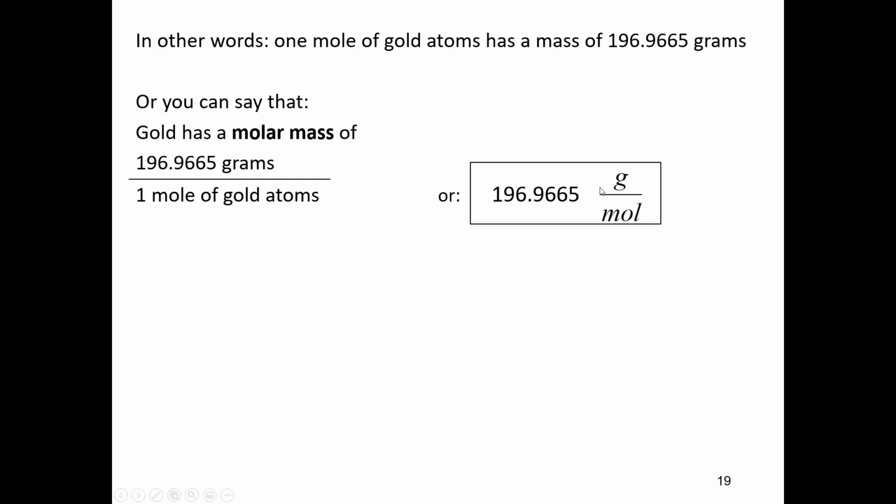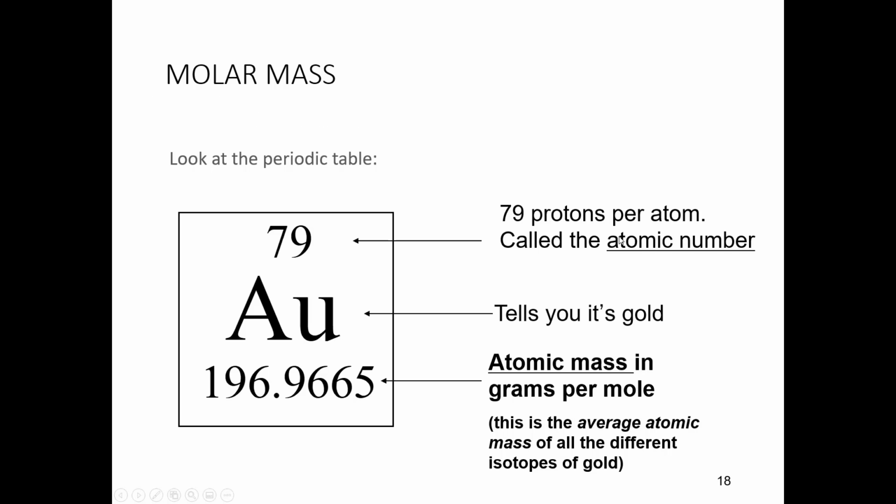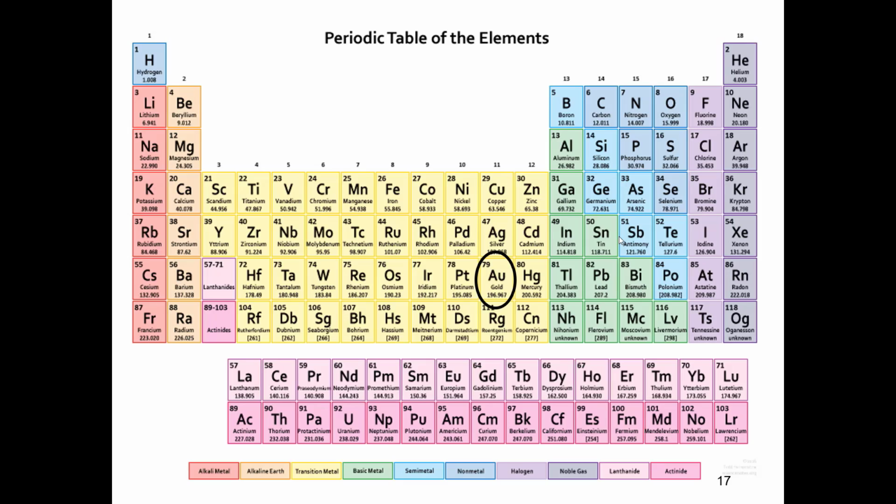Or you can write it like this, where you have just 196.9665, and then the units are grams per mole, because 197 divided by 1, that just equals 197. So then you can ditch the 1. And anyway, the units are grams per mole. This isn't unique to just gold. This applies to every atomic mass that is listed here. So the atomic mass units are grams per mole. The atomic mass of beryllium, for example, is 9.012 grams per mole. Grams per mole. It's not grams, it's not moles, it's grams per mole.